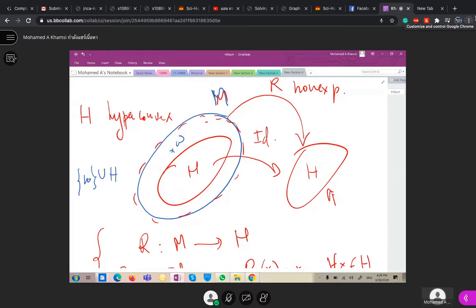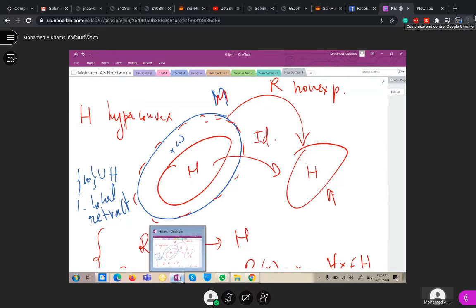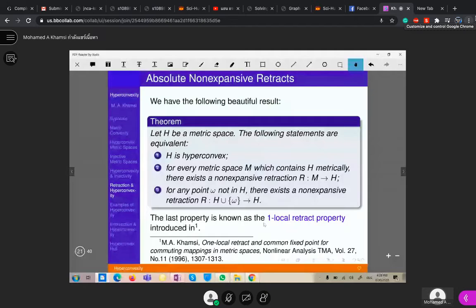And this, I called it one local retract. It's a concept that I defined. So that's what you have here in the third property. I'm just extending one point. And if I'm able to find a non-expansive retract, then we have this concept of hyperconvexity. That's what is known as the one local retract property. Anyway, so let's continue.